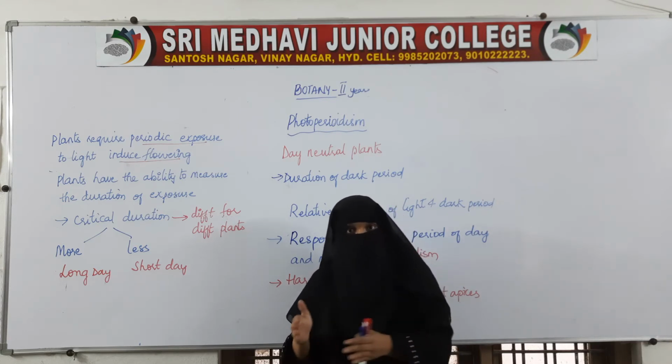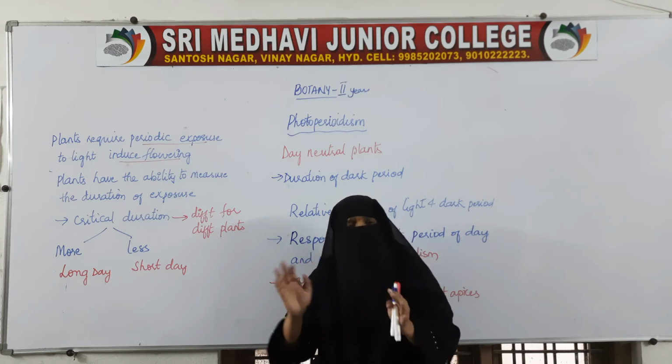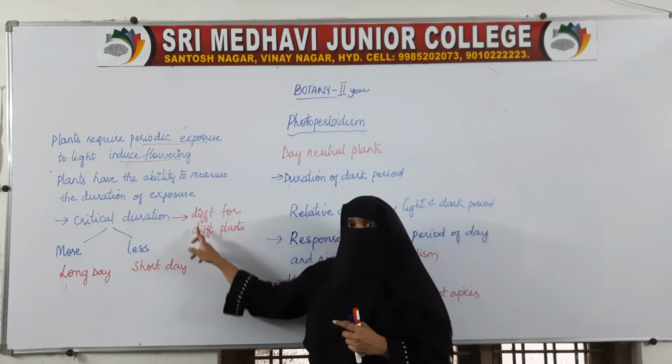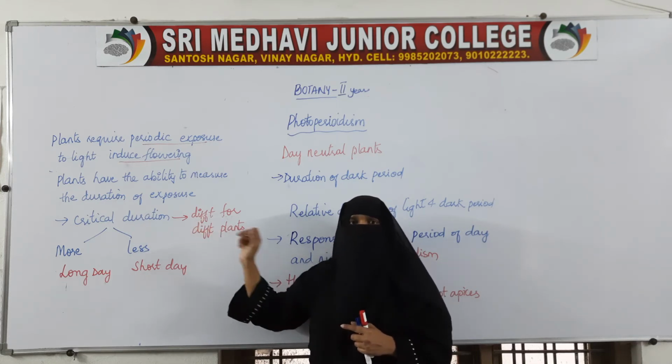For neem plant, it will be different. For tomato, it will be different. For potato, for every plant, it will be different. The critical duration will be different for different plants. But critical duration is the measure.